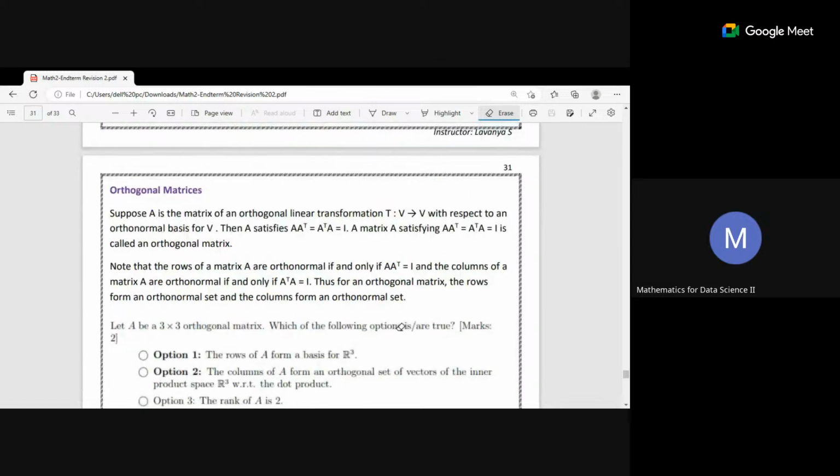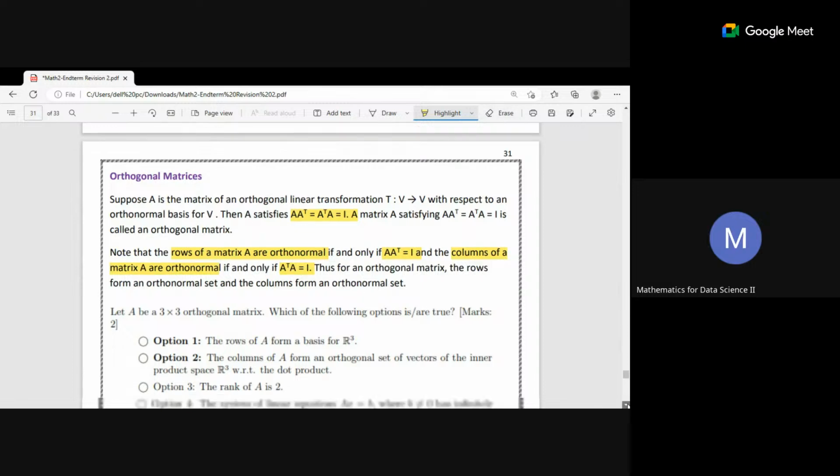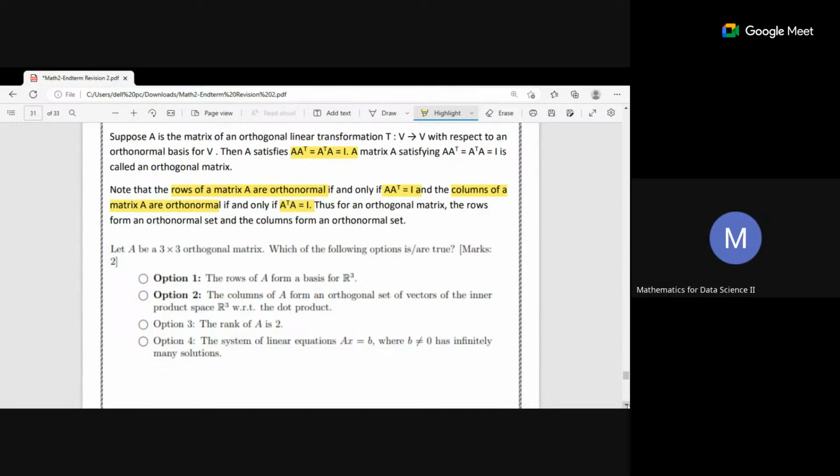And what are orthogonal matrices? An orthogonal matrix is a matrix corresponding to an orthogonal linear transformation. It satisfies this property. Any matrix satisfying this property is called an orthogonal matrix. Remember, rows of A are orthonormal and columns are orthonormal if A transpose A is equal to I. Okay, remember this.